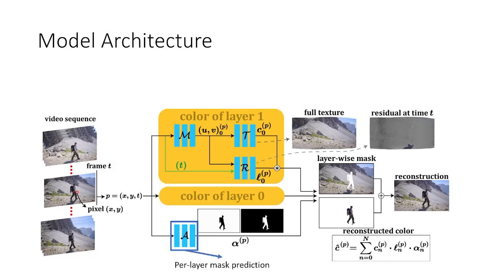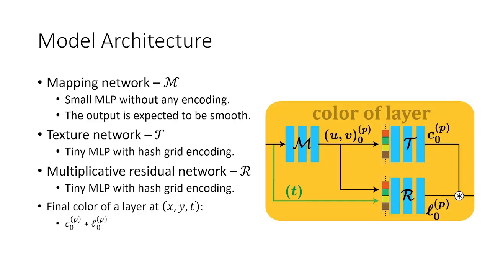The masks for each layer are predicted individually, with video coordinates as their input. We employ hash encoding before the texture network and residual estimator to speed up convergence. Meanwhile, the mapping network is represented by an MLP without any encoding, as the output is intended to maintain smoothness.